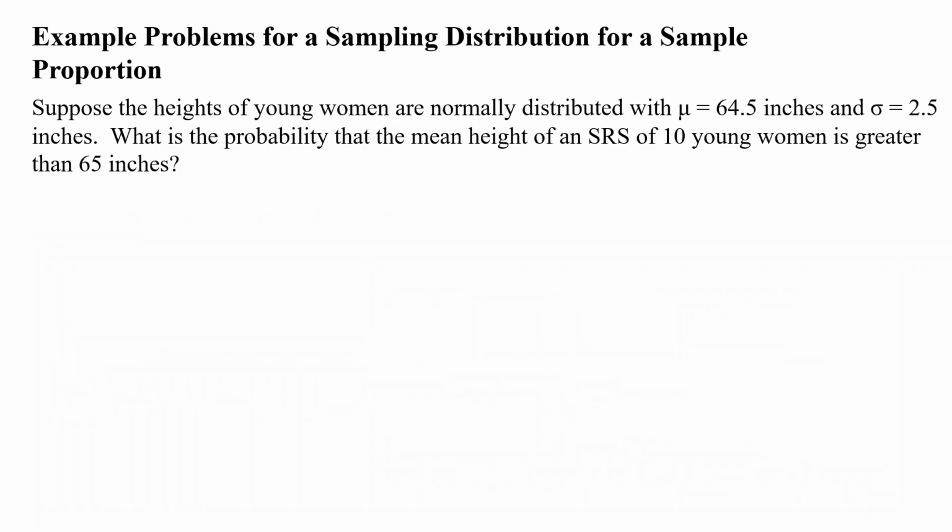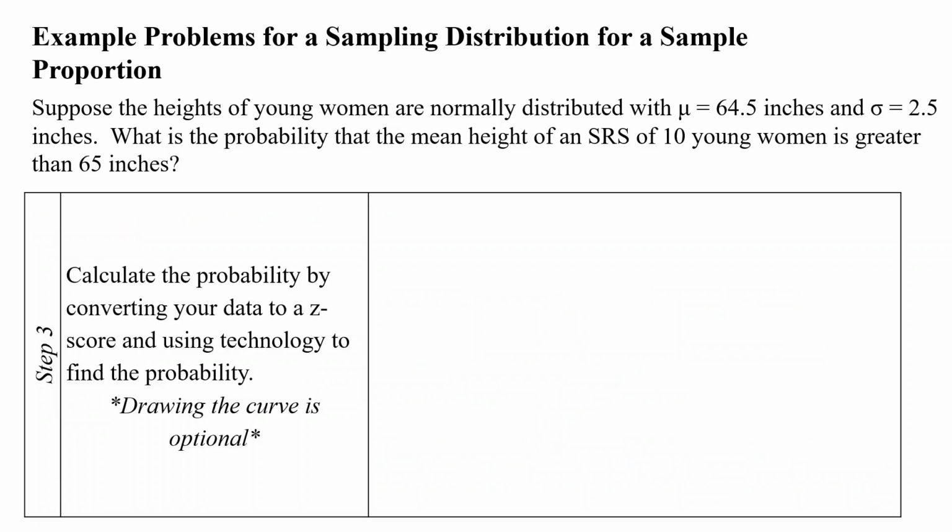So now we can go to step 3, which is going to be calculate. Calculate the probability by converting your data to a z-score and using technology to find the probability. For a free response question, you definitely want to show your z-score calculation, okay? So this is what we have. Again, those are supposed to be X bars. I'm sorry that it's not showing up that well on the screen.